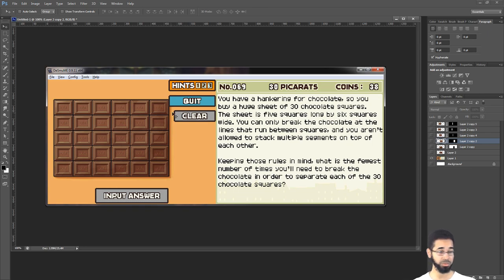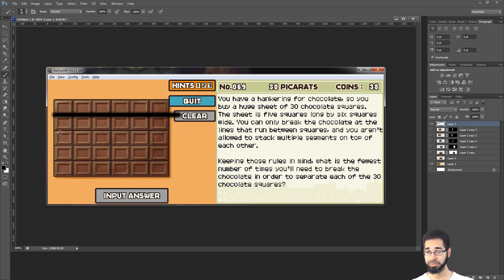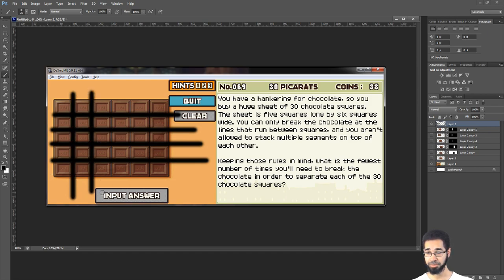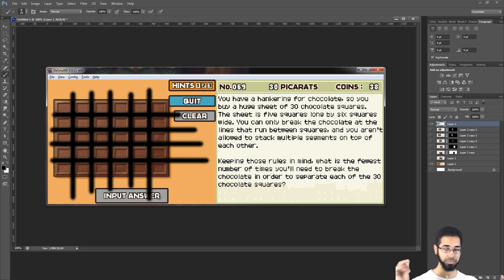Well, right, so, like, if I were to do the break here, for example, I will draw. Okay, with 9 breaks, I can break it here. That's 1, 2, 3, 4, and then 5, 6, 7, 8, 9. So that would give me all individual pieces with 9 breaks.